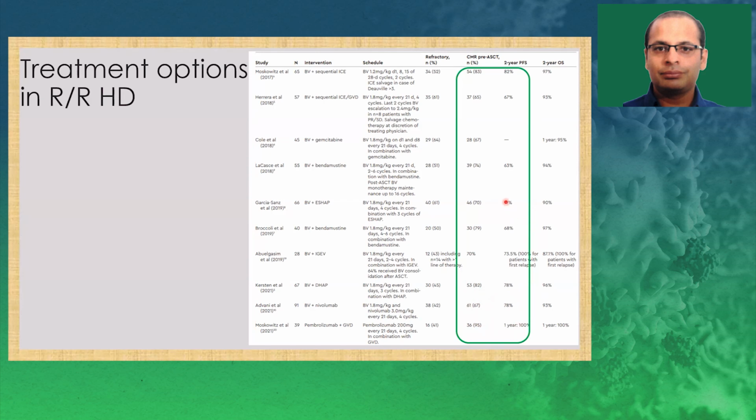So these are important trials which show that brentuximab, when combined with various chemotherapy regimens, including ICE, ESHAP, bendamustine, DHAP, is leading to excellent pre-transplant PET negativity rates and better 2-year PFS rates.